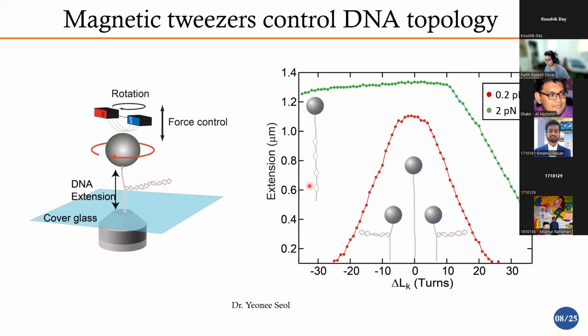So, and then one of the other important things to mention is that when you have only extension data, you do not know where the plectoneme has formed along the DNA backbone, right? So this plectoneme, whether it's in the center or close to the surface or close to the bead, you get the same data. So you don't know where the plectoneme is formed. It's just something to keep in mind for later on, right?